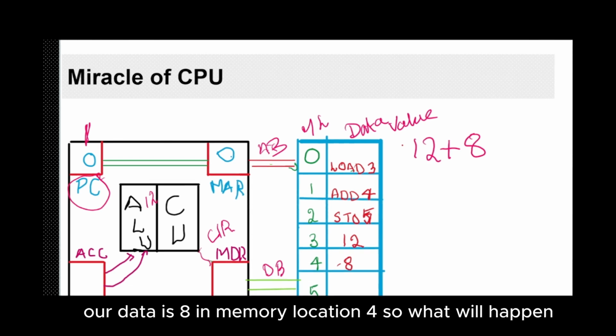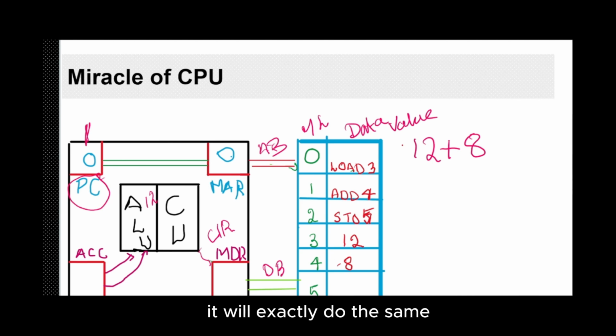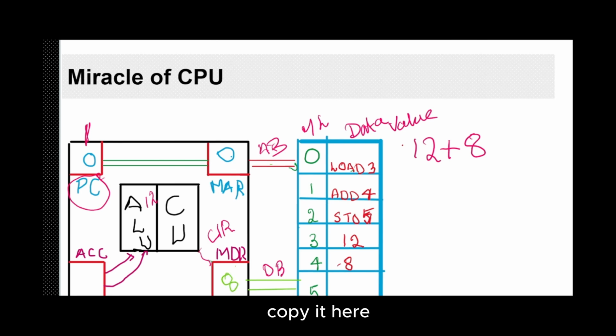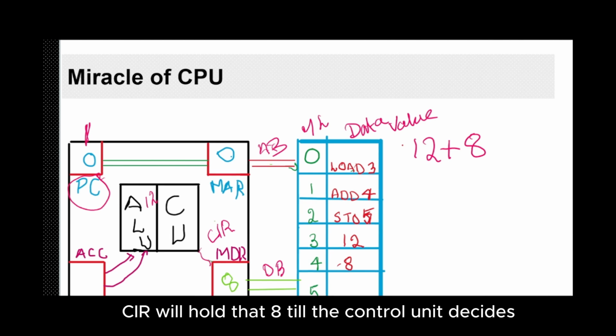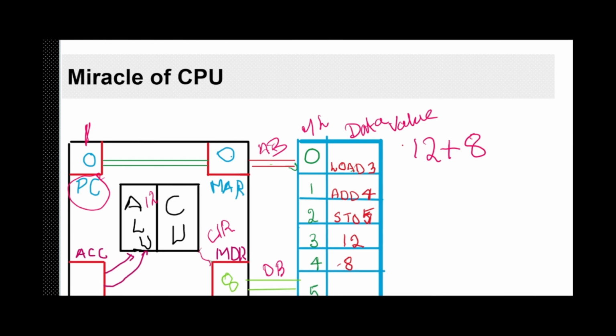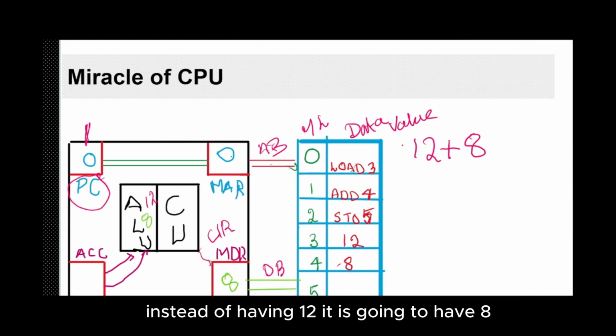So what will happen now? It will do exactly the same. Go via the data bus, take that information, and copy it here. So 8 is copied into the MDR. Now the CIR will hold that 8 till the control unit decides where that 8 goes. Obviously, it's a number, so the ALU will have that 8 now. So instead of having 12, the ALU is going to have 8.